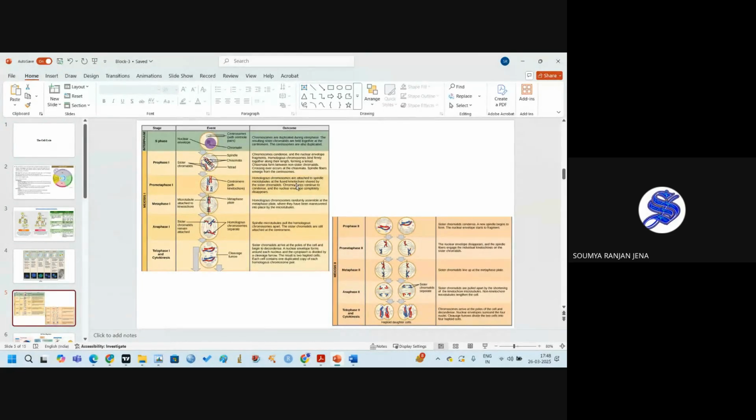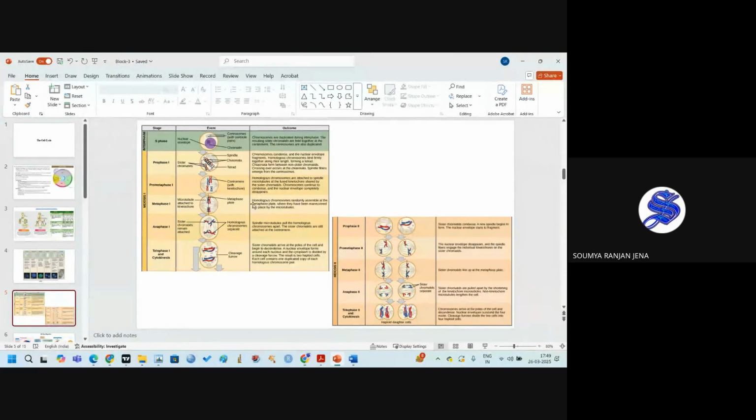In prometaphase, the homologous chromosomes, after the chiasmata formation and separation, are attached to these spindle fibers, and the spindle microtubules attach to the fused kinetochore shared by the sister chromatids. Then the chromosomes continue to condense, and the nuclear envelope completely disappears in prometaphase.